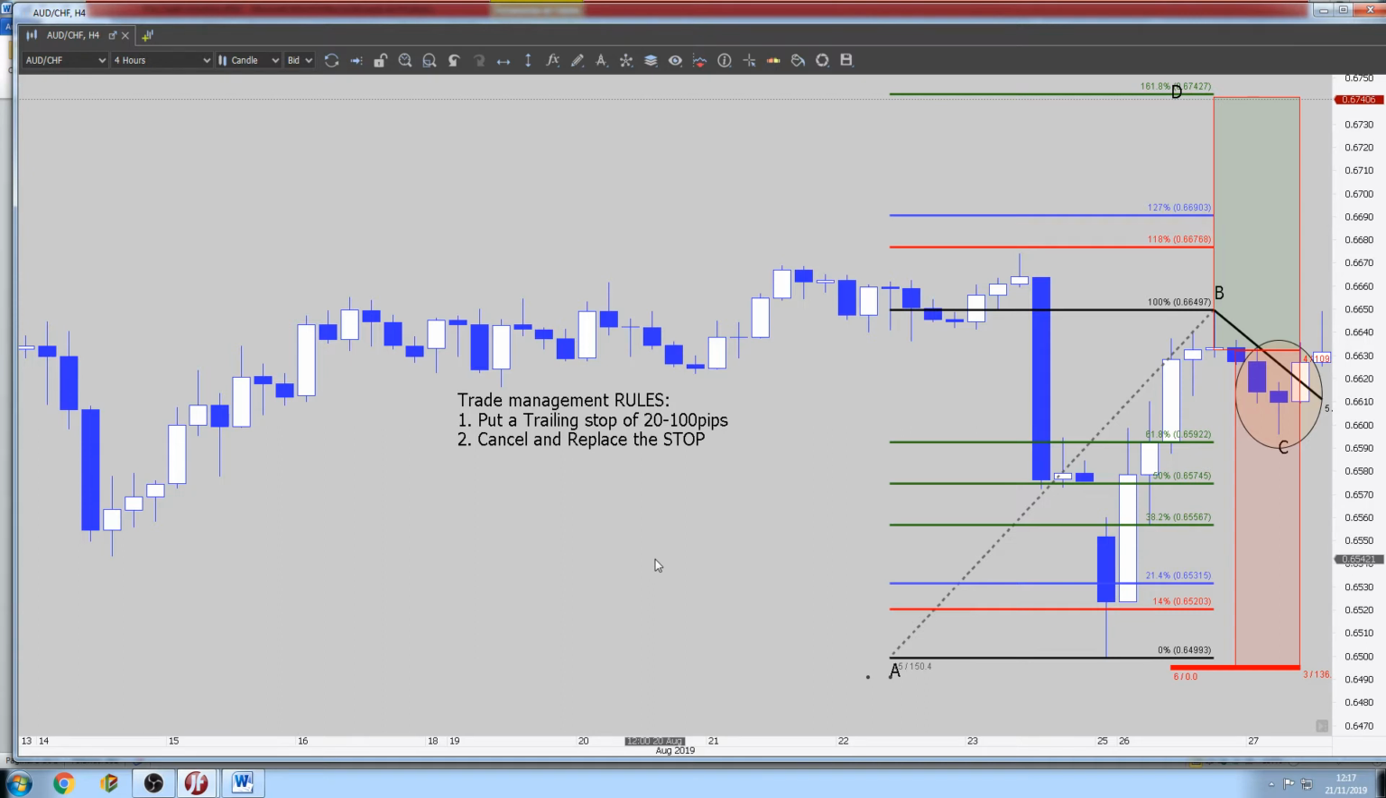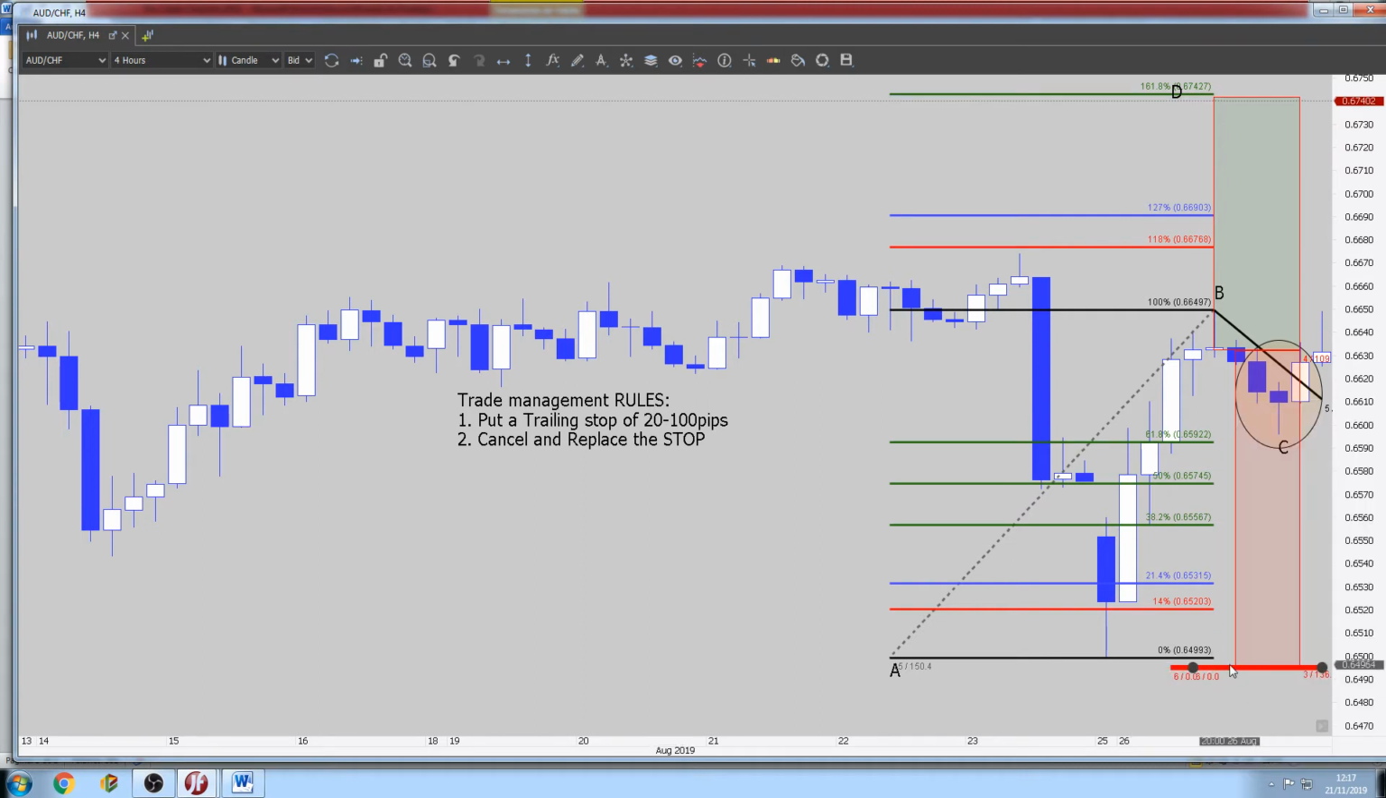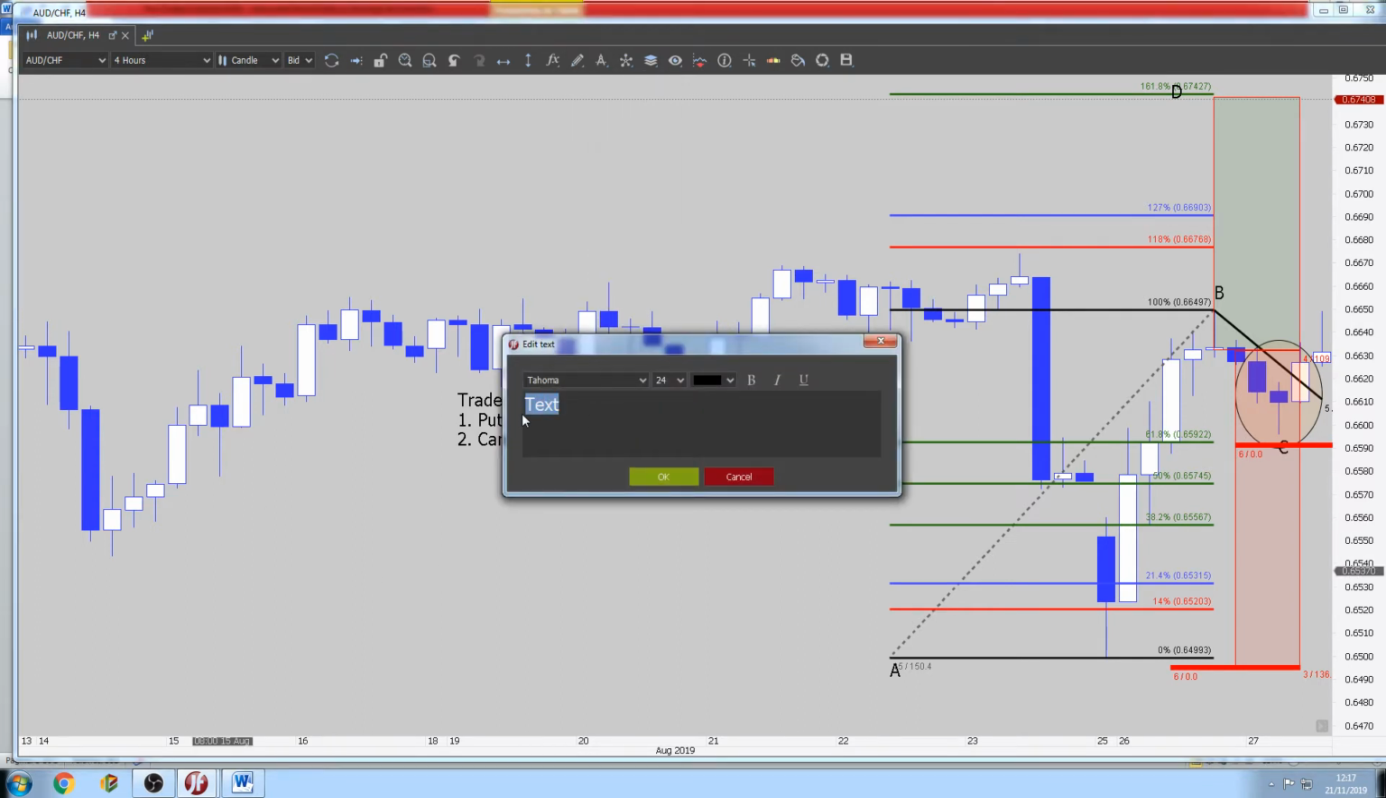Miguel says, let's see if the trade continues bullish. Stop loss at counter trend line break. Okay, so we have a different stop loss level. Everybody, this is a rule. You are not going anywhere without this.